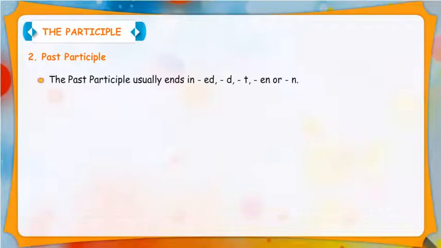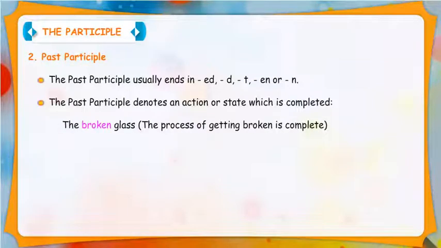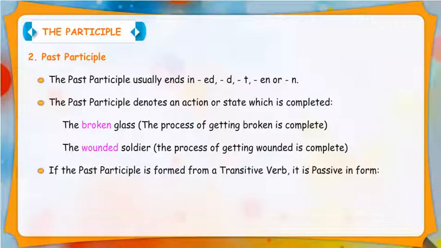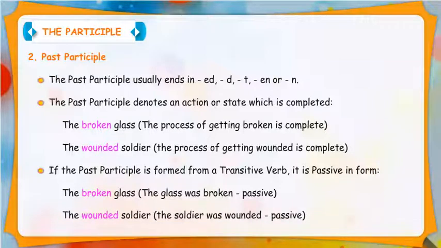Past participle. The past participle usually ends in ed, d, t, en or n. The past participle denotes an action or state which is completed. The broken glass. The process of getting broken is complete. The wounded soldier. The process of getting wounded is complete. If the past participle is formed from a transitive verb, it is passive in form. The broken glass. The glass was broken, passive. The wounded soldier. The soldier was wounded, passive.